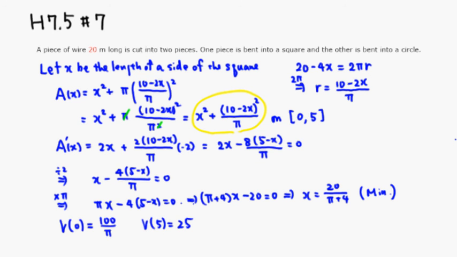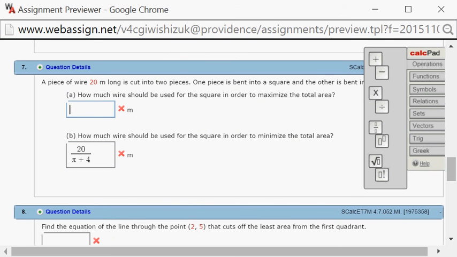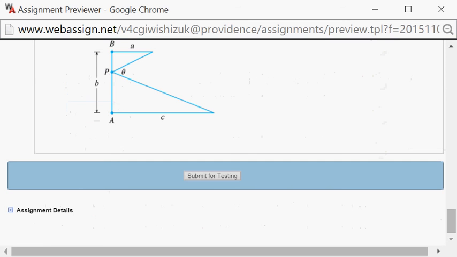So you can see that at x equals 0, which means you are using all for the circle, this is going to give us the maximum. So this is our maximum. How much to maximize the total area? x should be 0. Alright, so let's check the answer.